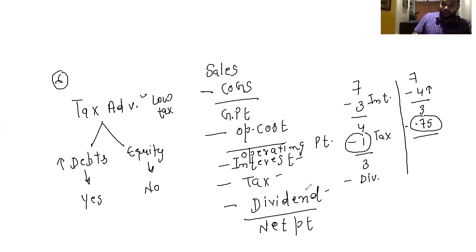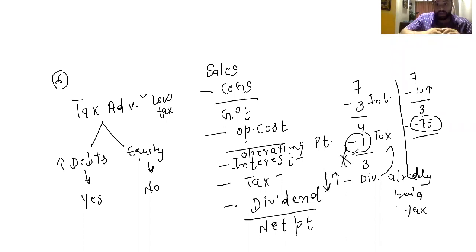But if you have equity, equity means dividend. So you can see we already pay tax. It doesn't matter whether you pay high dividend or low dividend, your tax payments will not be affected at all, right? So that's why having debts is giving you tax benefits. We also call it tax shields. And having equity, we will not have any kind of tax advantage. So that's the difference between debts and equity in terms of tax advantage, right? Is it clear?